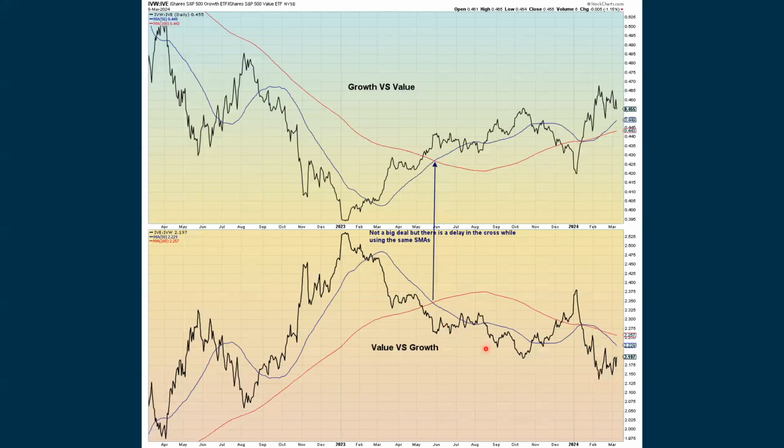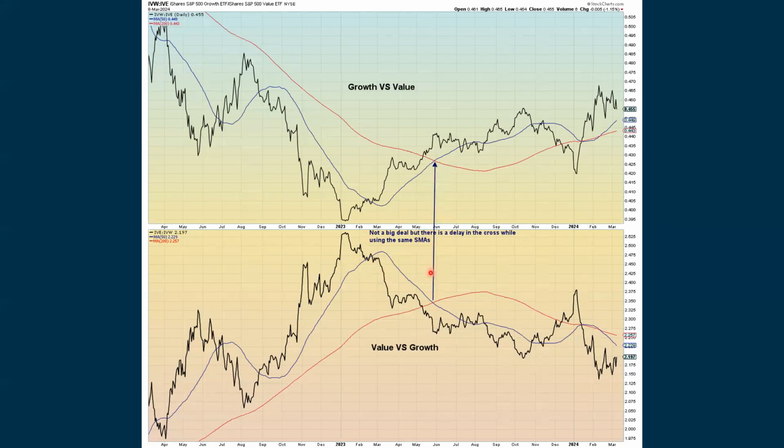On the bottom is an inverse of that same chart, showing how value is underperforming growth. And that's more indicative of a more healthy stock market environment. The reason why I plot a number of different indexes and ETFs is because sometimes you can see where the calculation is a little bit off.